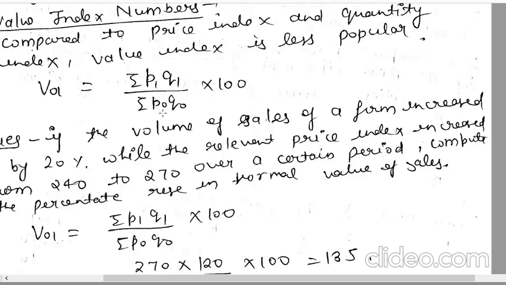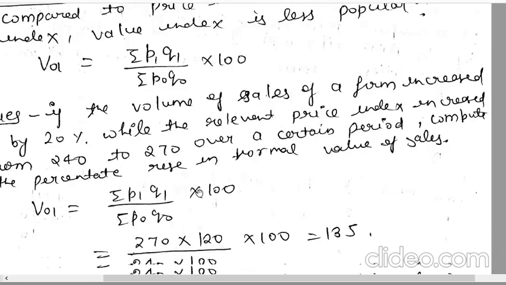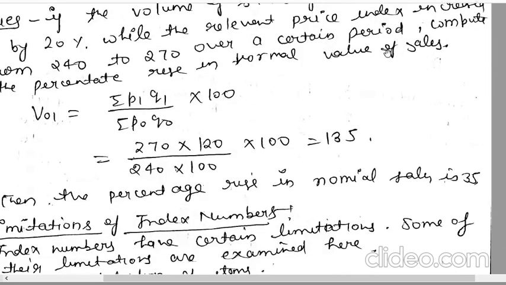If the volume of sales of a firm increased by 20% while the relevant price index increased from 240 to 270. So 240 to 270 is changing, that means this is your base year and this is your current year. Compute the percentage rise in nominal value of sales, right? So volume of sales of a firm increased by 20%, and the price index number, that means P naught is given, P1 is given.